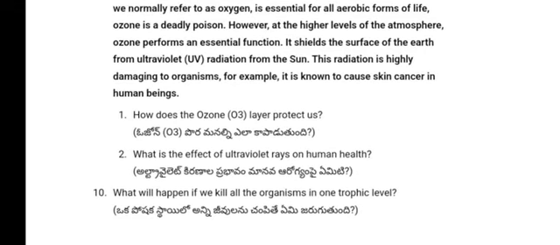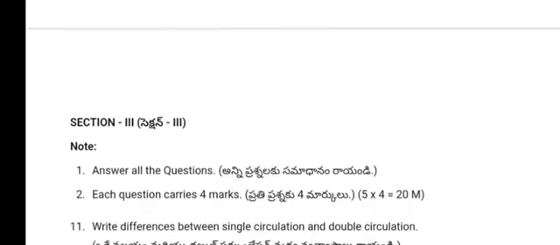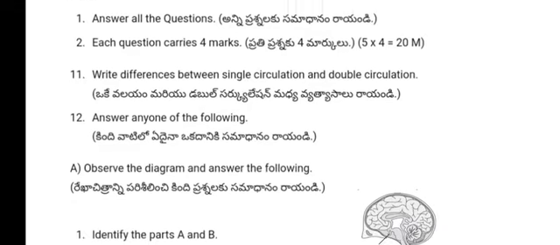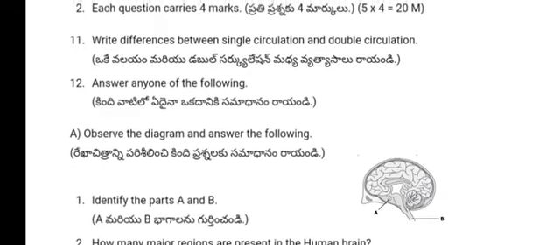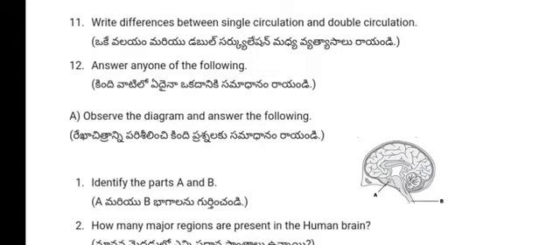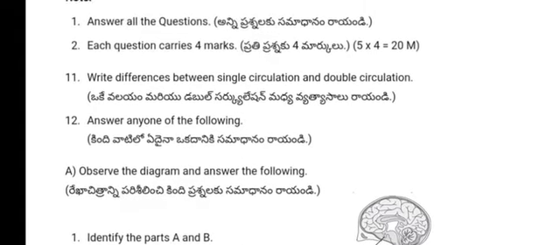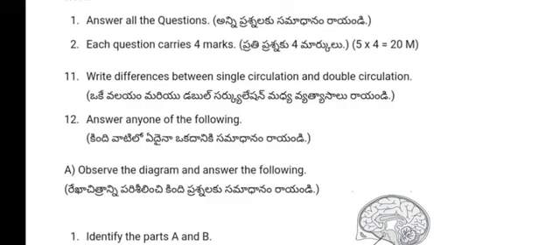11. Write differences between single circulation and double circulation. 12. Answer any one of the following. A. Observe the diagram and answer the following. 1. Identify the parts A and B. 2. How many major regions are present in the human brain? 3. Which part of the hindbrain controls involuntary actions such as blood pressure, salivation, etc.? Or, draw a neat labeled diagram of the human female reproductive system.